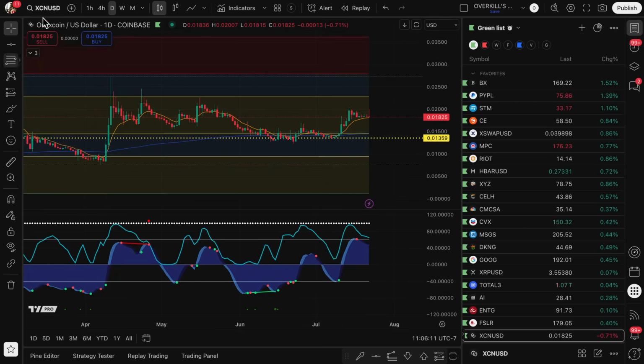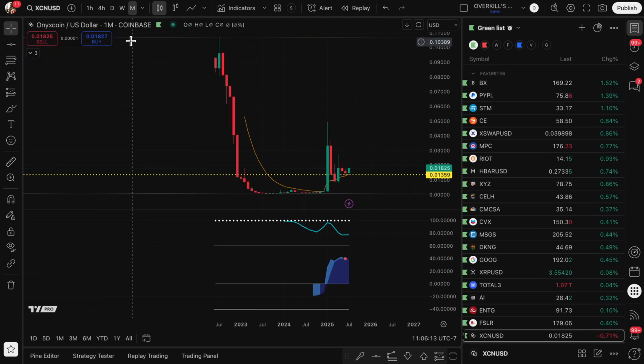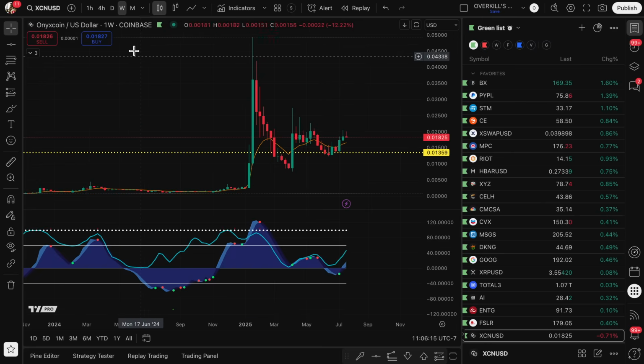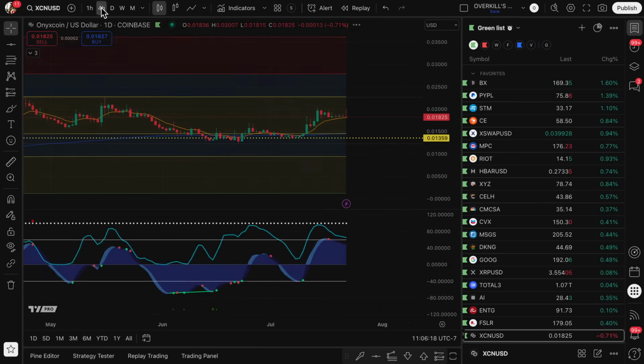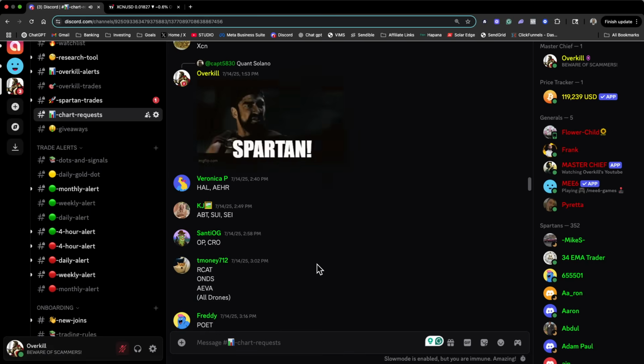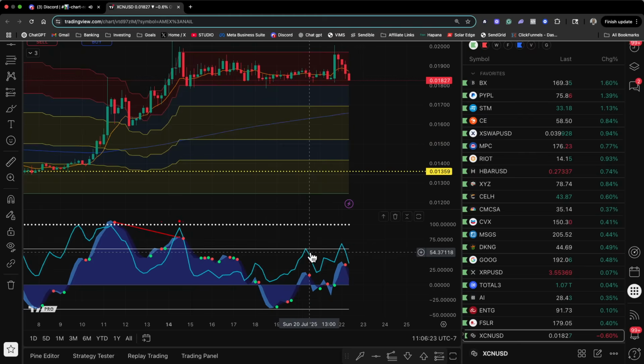XCN. XCN recovered. That one needs the monthly. It does have the weekly, so if you want to play the weekly, just look for the daily or the 4-hour alerts.